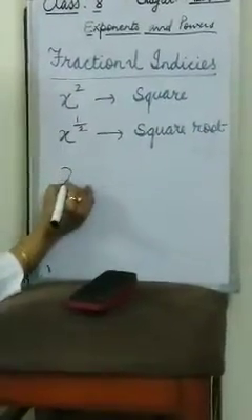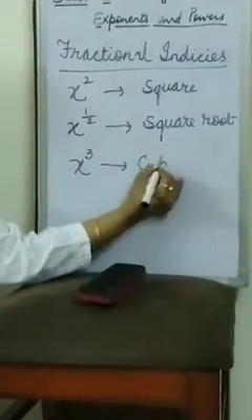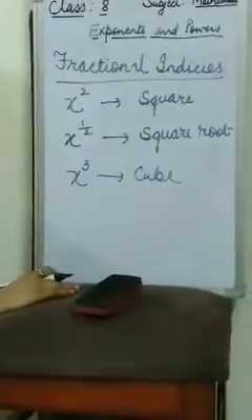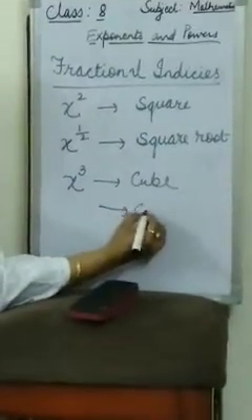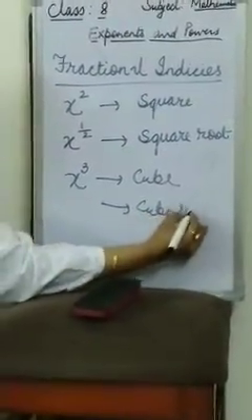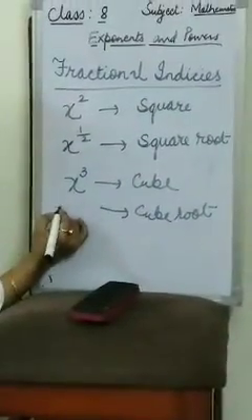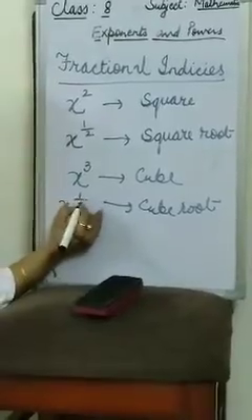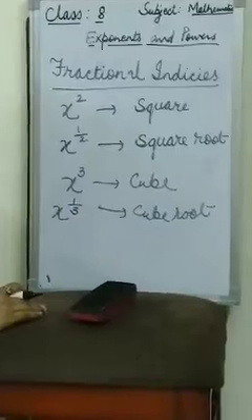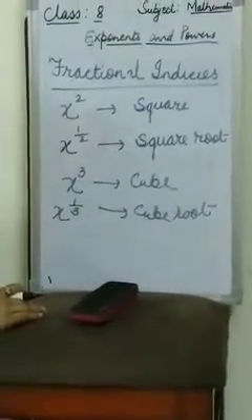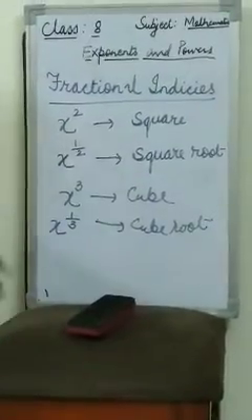If I say x to the power 3, how do we write? This is cube. X to the power 3 is known as cube. The moment I say cube root, how are we going to write? If I ask you to write cube root of x in the exponential form, how will we write it? X to the power 1 by 3. The moment the word root is attached, that means the same power will come as a fraction, that is 1 by 2 or 1 by 3 and so on.